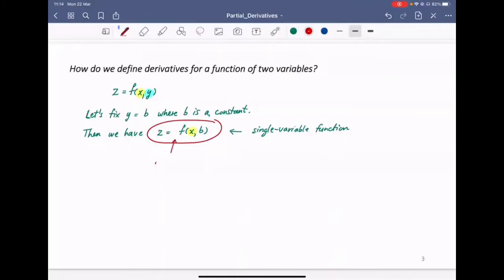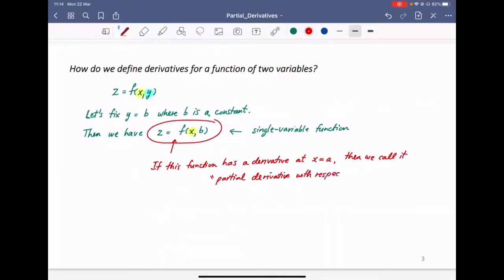Well, by this I mean if this function has a derivative at the point x equal to a, then we call it the partial derivative of f with respect to x at the point (a, b).